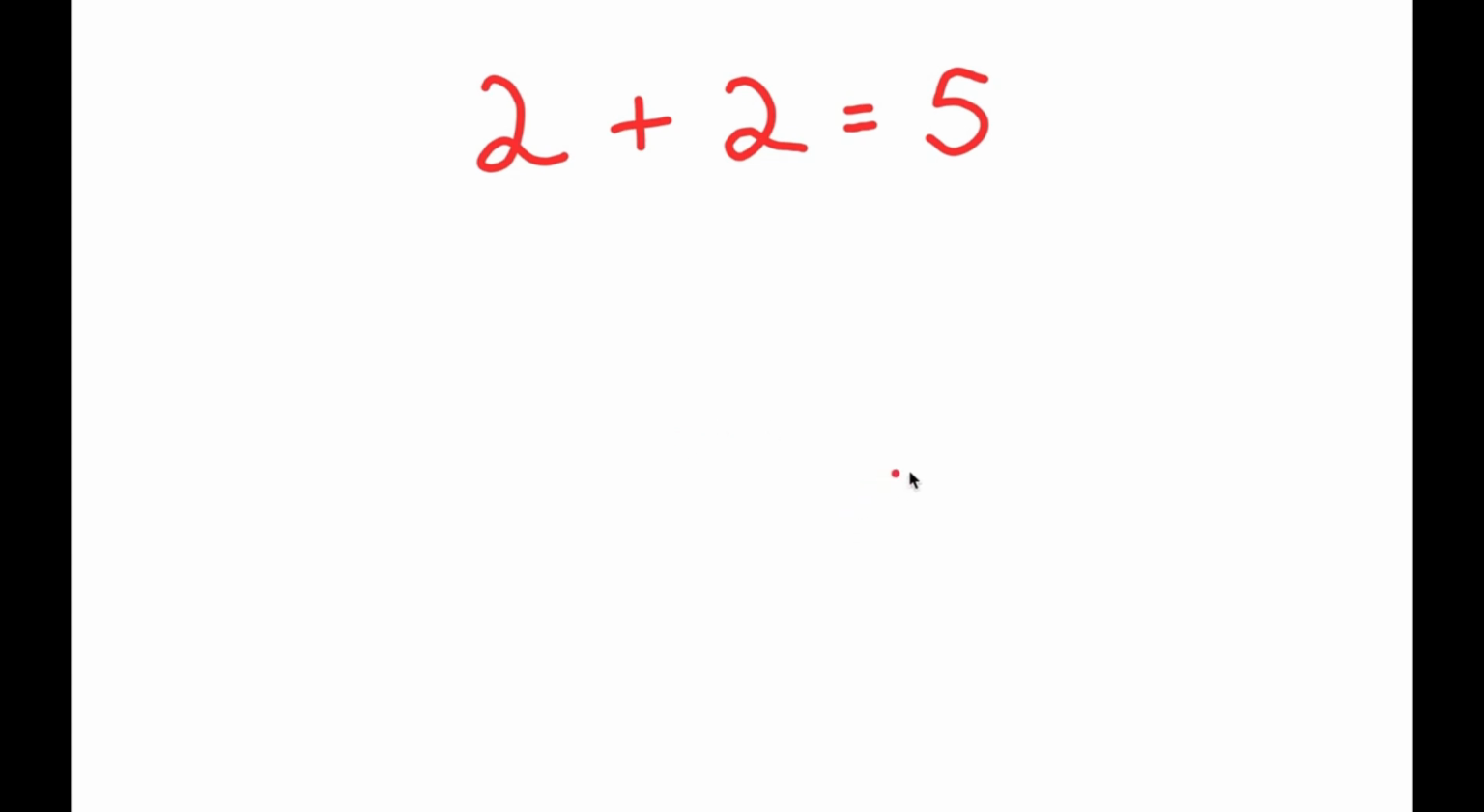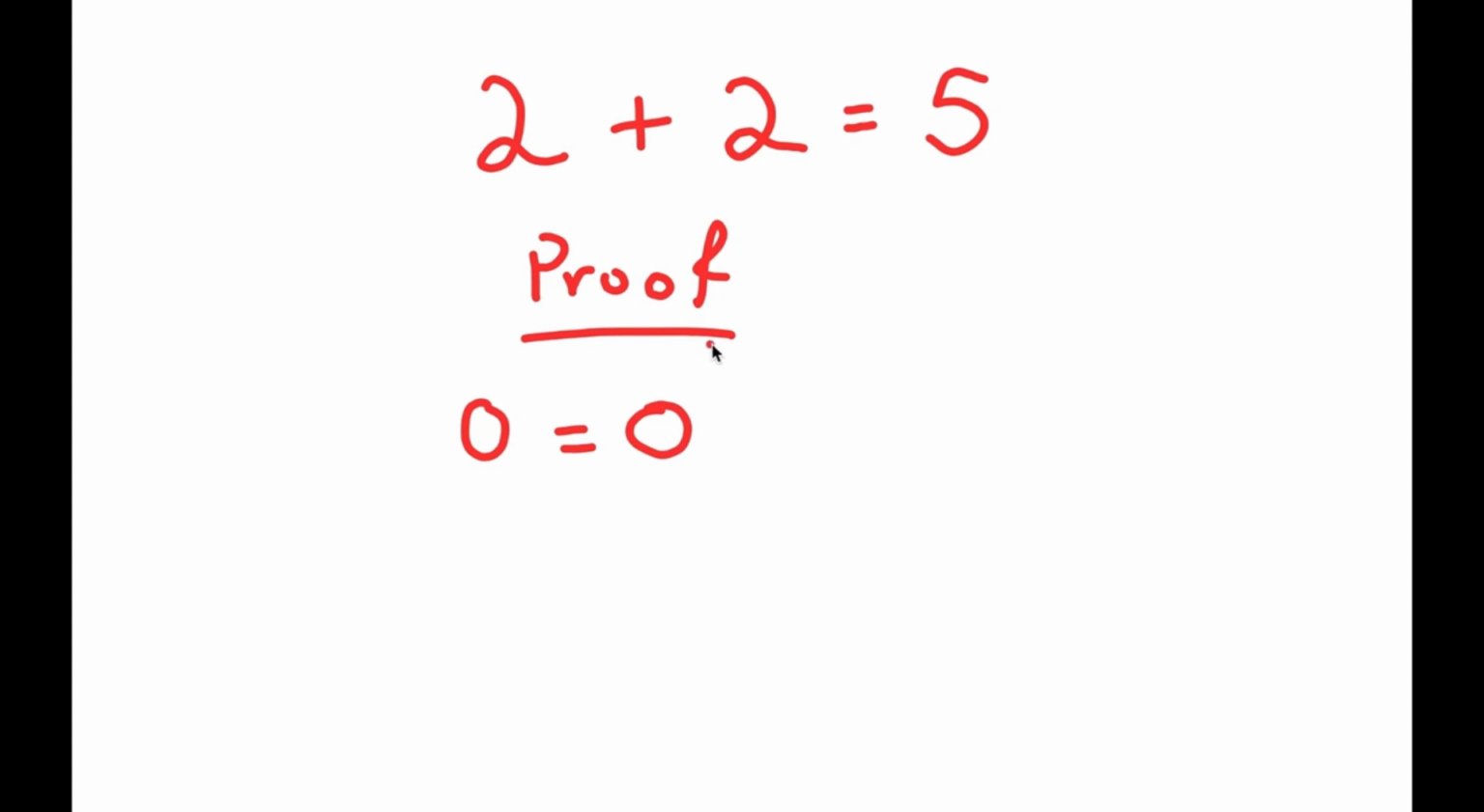Alright, so in this video, I'm going to be proving to you guys that 2 plus 2 is equal to 5. So, to do this proof, what I'm first going to do is start with a true statement, that 0 is equal to 0, which is obviously a true statement because any number is equal to itself.